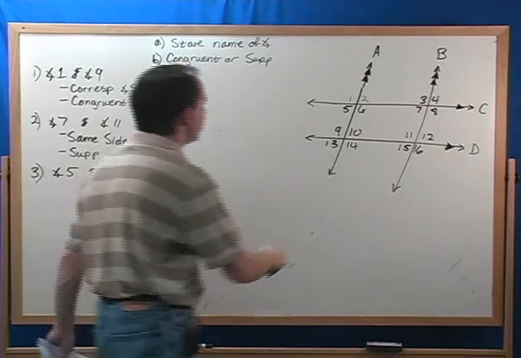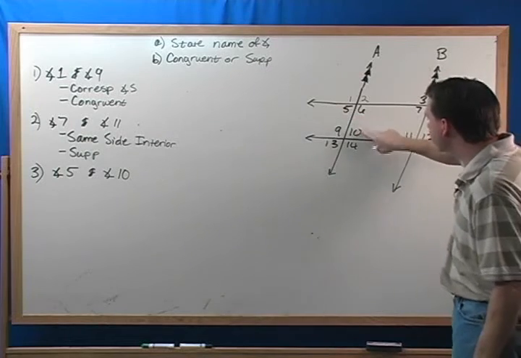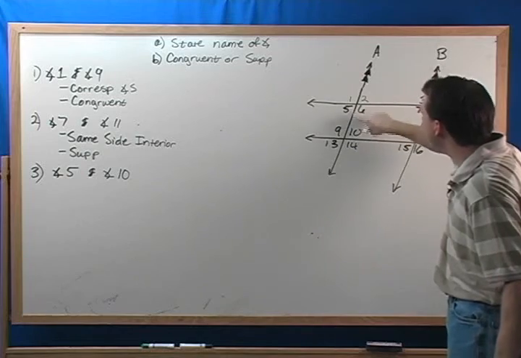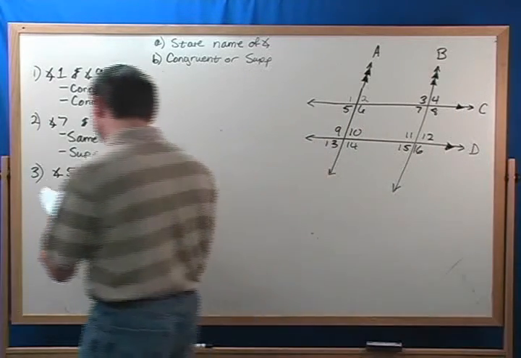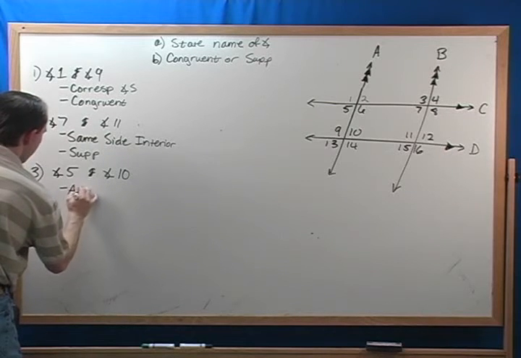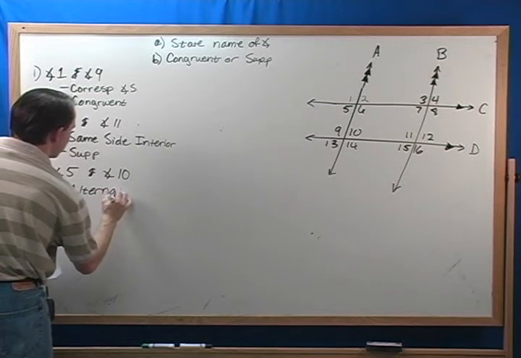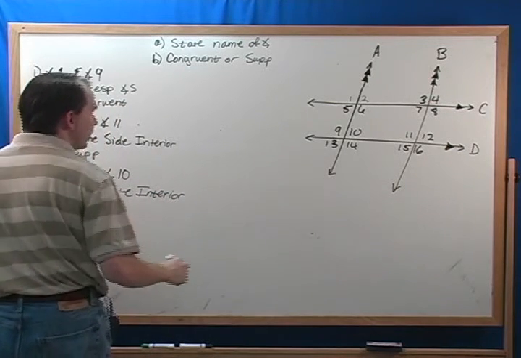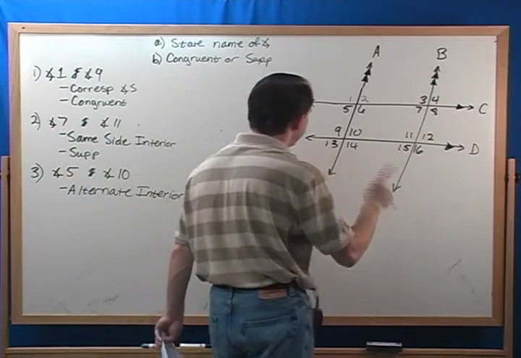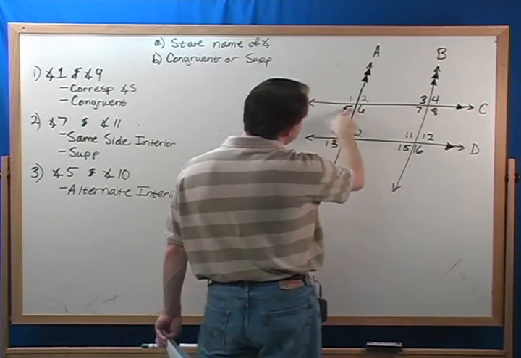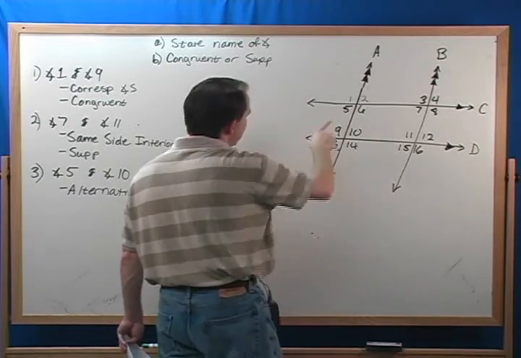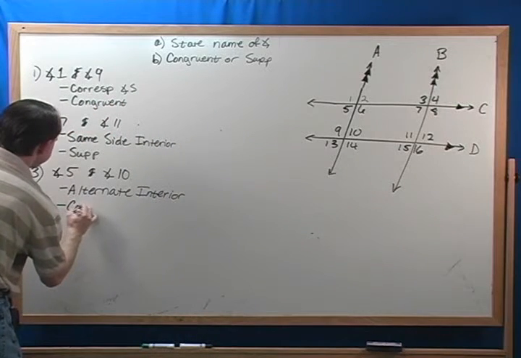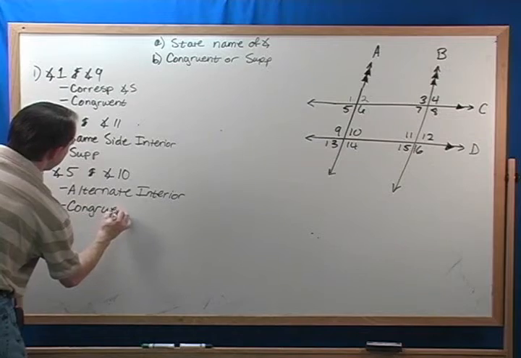Okay, so let's look at those. Angle 5 and angle 10. What kind of angles are they? Well, they're interior angles because they're interior to these two parallel lines, but they're on alternate sides of this transversal. So they are alternate interior angles. Okay, alternate interior angles. And if you look back at your theorems, and also you could just look at the drawing here, this and this, they have to be congruent angles. Okay, alternate interior angles are congruent. So these guys are congruent, which just means they're equal.